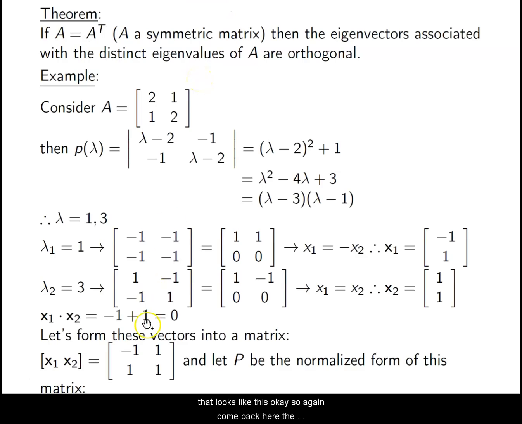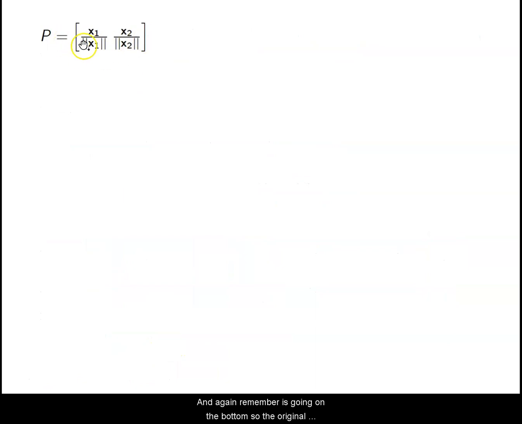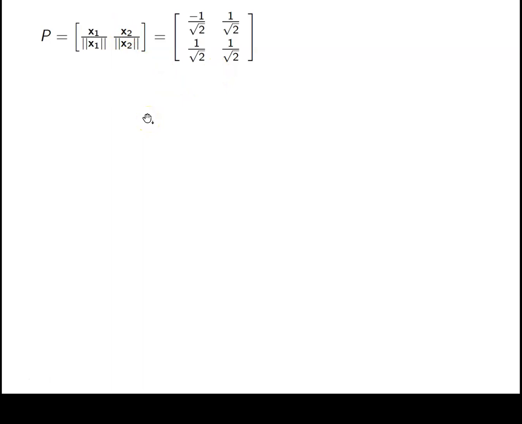So again, if you come back here, the length of this is going to be the square root of 1 squared plus 1 squared, which is the square root of 2. And again, remember, it's going on the bottom. So the original values were -1 and 1. I'm going to divide that whole thing by square root of 2, its length. Same thing here, 1 and 1, divided by its length. So now this is normalized. If I were to take the length of this vector, it would now have a length of 1 because I've divided it basically by itself, right?